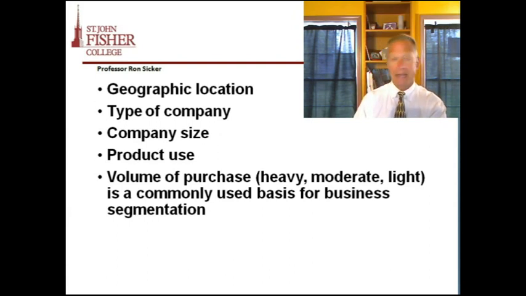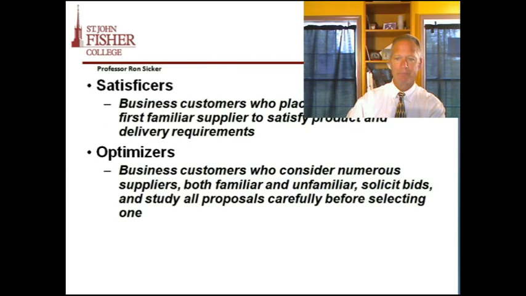Also, product use and what types of product that they are. Look at GE. They segment their customers for those that buy locomotives and those that buy light bulbs, etc., because they are such an eclectic company. And then finally, the volume of purchase. If they are heavy users or moderate users or light users, oftentimes that is the basis for segmentation. Generally speaking, heavy users have a sales rep that calls on them. Light users, generally speaking, will have an internal sales rep or a customer service person calling on them.